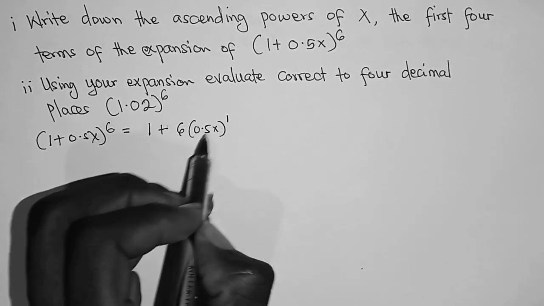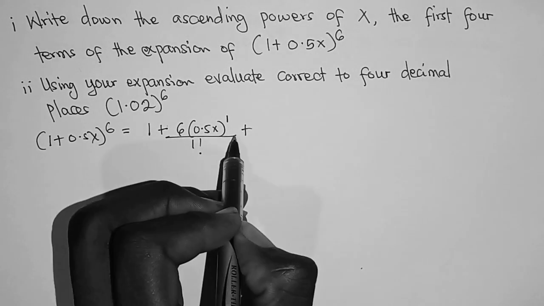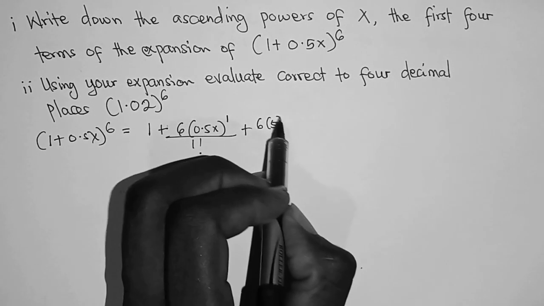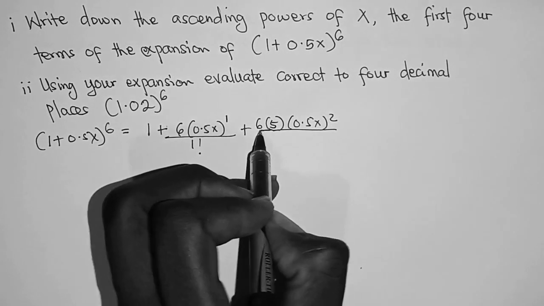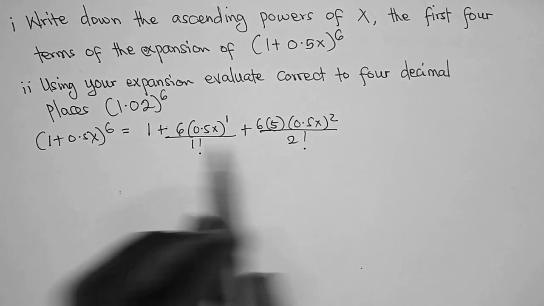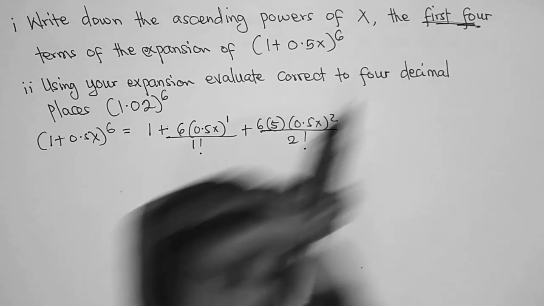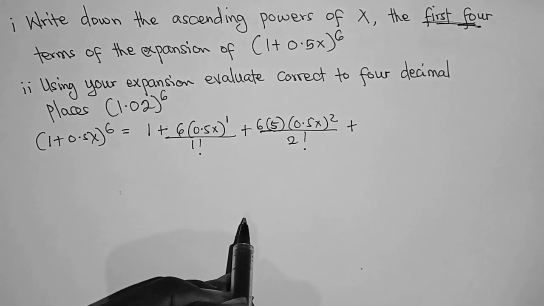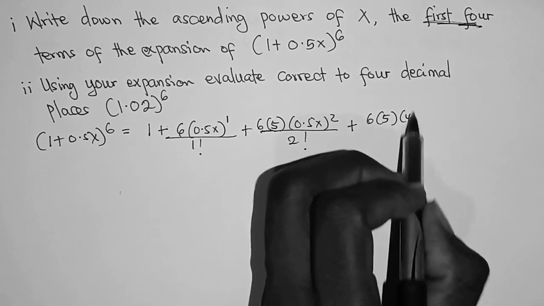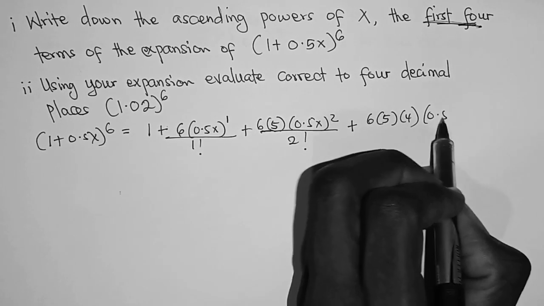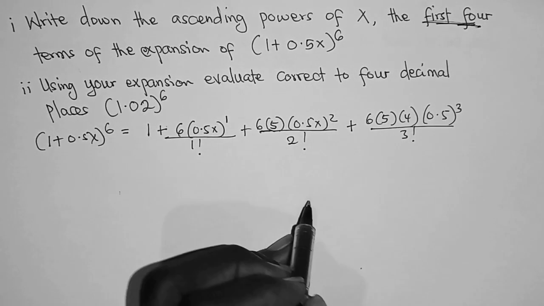x^1 divided by 1 factorial, then plus 6 times 5, then times (0.5x)^2 divided by 2 factorial. So this is the first term, second term, third term. But we are looking at the first 4 terms, so we need to add the last term, which is 6 times 5 times 4, then times (0.5x)^3 divided by 3 factorial.